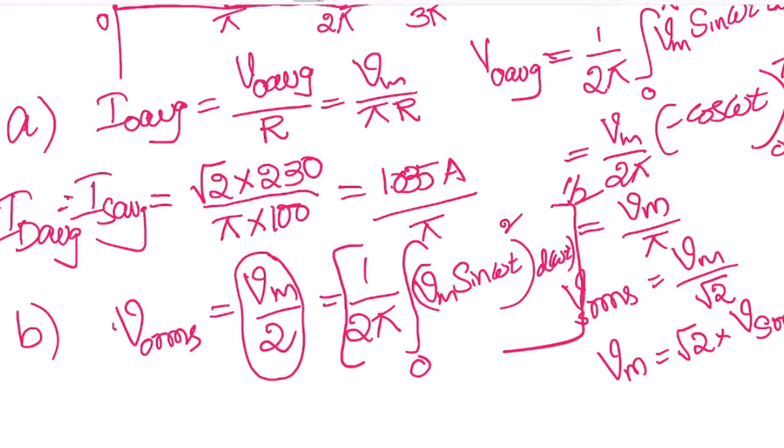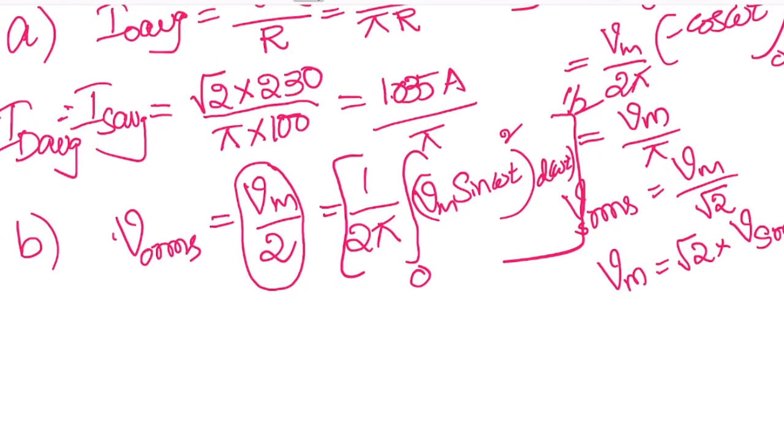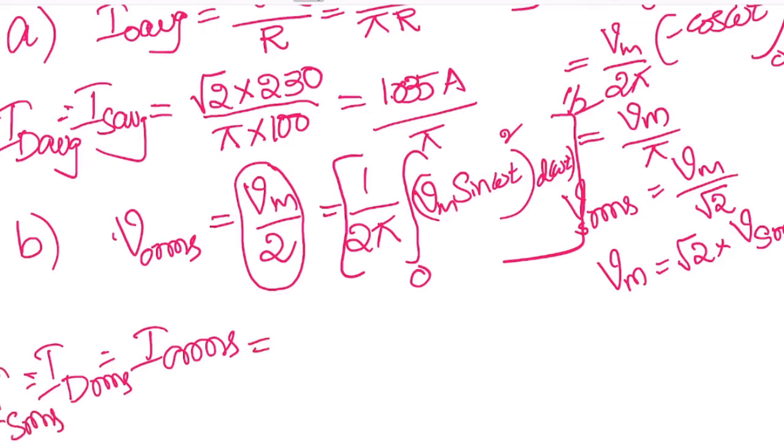Even for full wave rectifier, you know that the value will be Vm by root 2. For half wave rectifier, it is Vm by 2. Then what is output RMS voltage if I am calculating? Then it is output RMS current or source RMS current or diode RMS current. All are same. That is source RMS current also, that will be output RMS voltage divided by resistor.